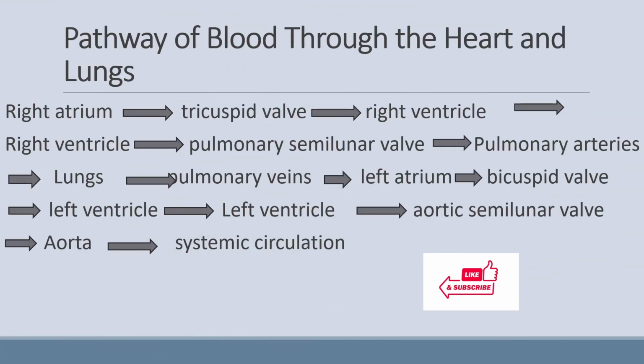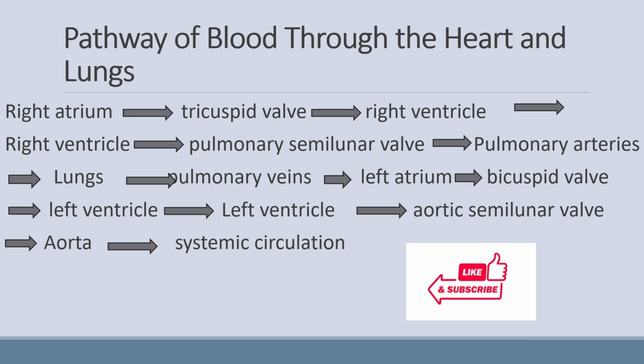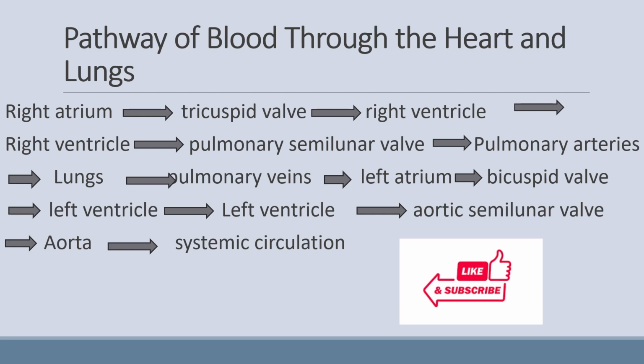Blood follows a complicated pathway through the heart. It moves from the right atrium through the tricuspid valve to the right ventricle, and through the pulmonary semilunar valve to the pulmonary arteries, from where it goes towards the lungs. Through the pulmonary veins, blood moves to the left atrium, and through the bicuspid valve blood moves to the left ventricle. Then through the aortic semilunar valve it enters the aorta and then enters the systemic circulation and visits all the body organs to carry oxygen from cell to cell.